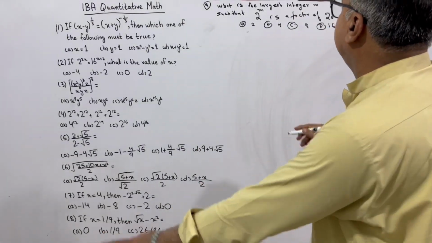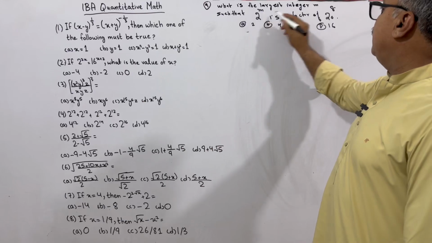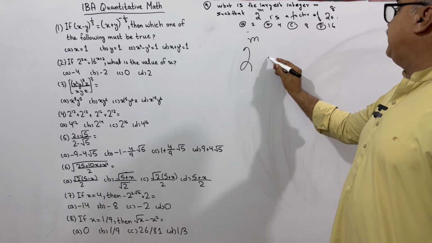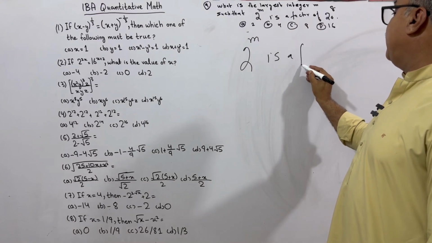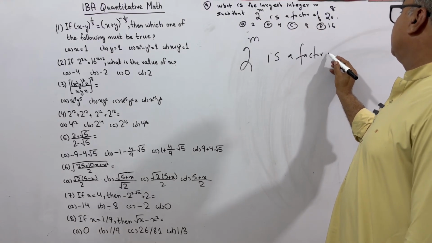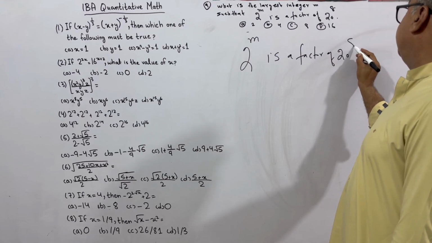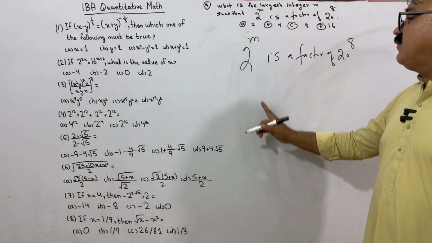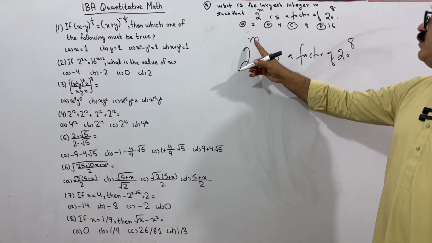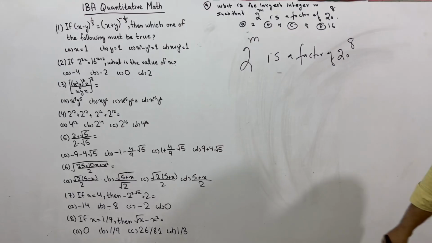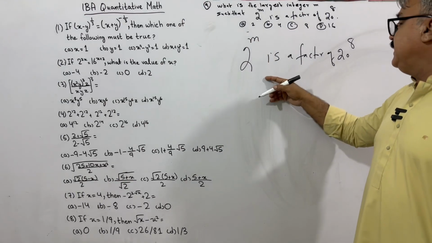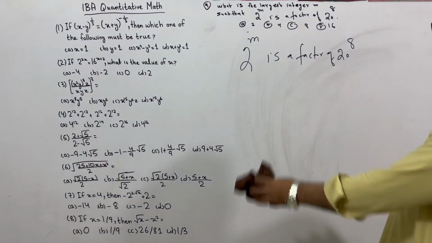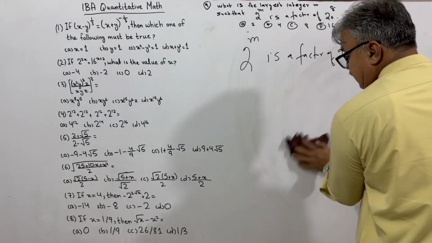We have been asked to find the largest integer m such that 2 raised m is a factor of 20 raised 8. Determine the largest possible value of m such that 2 power m is a factor of 20 power 8. Find the largest m.